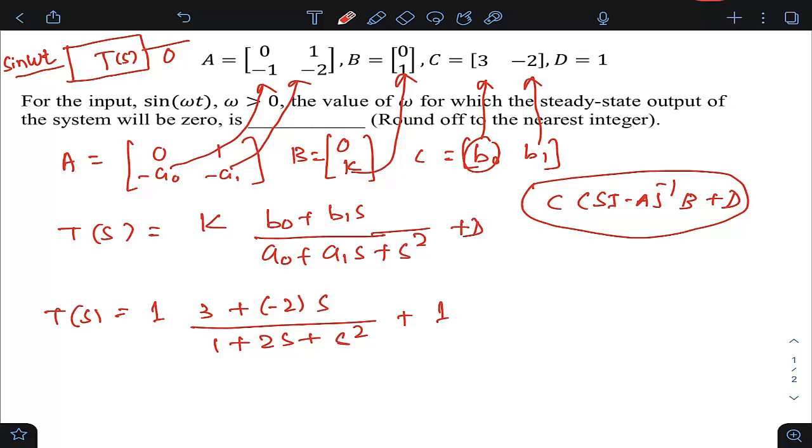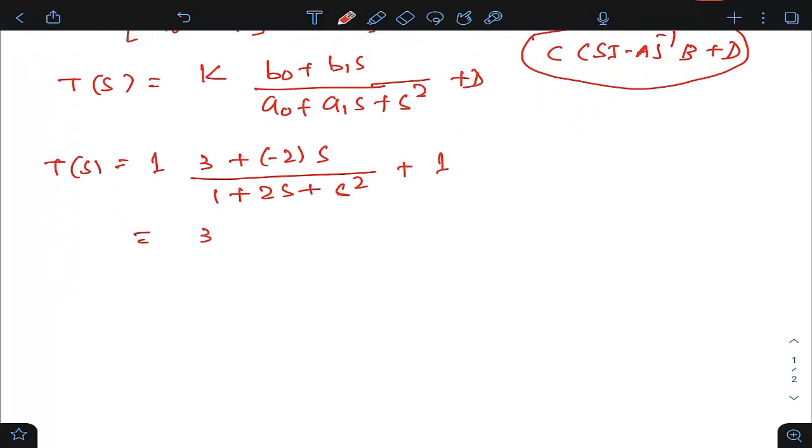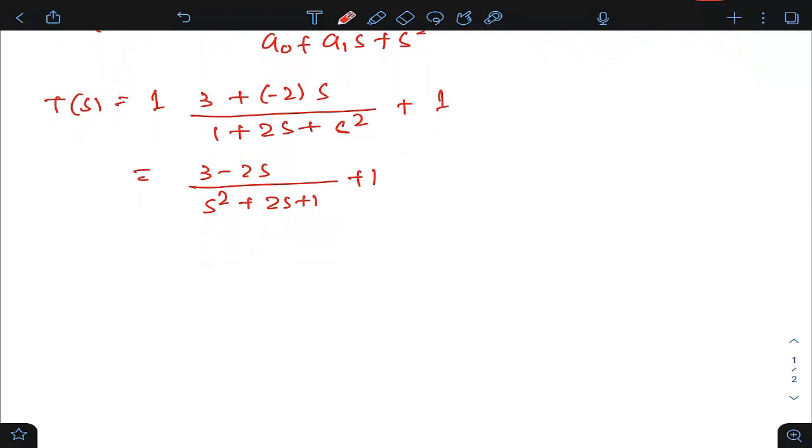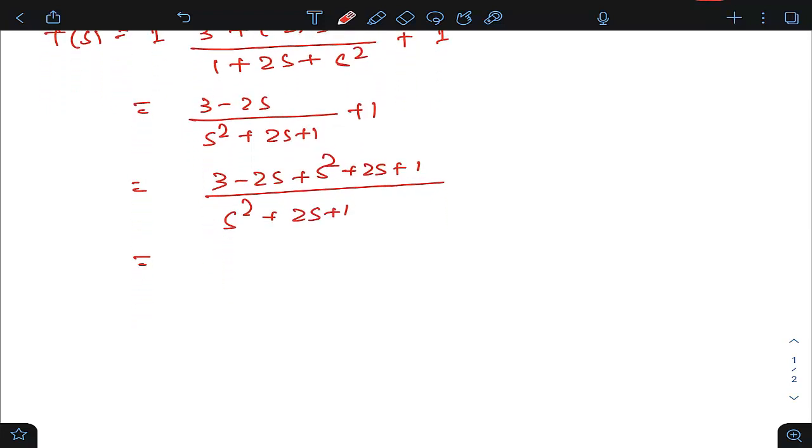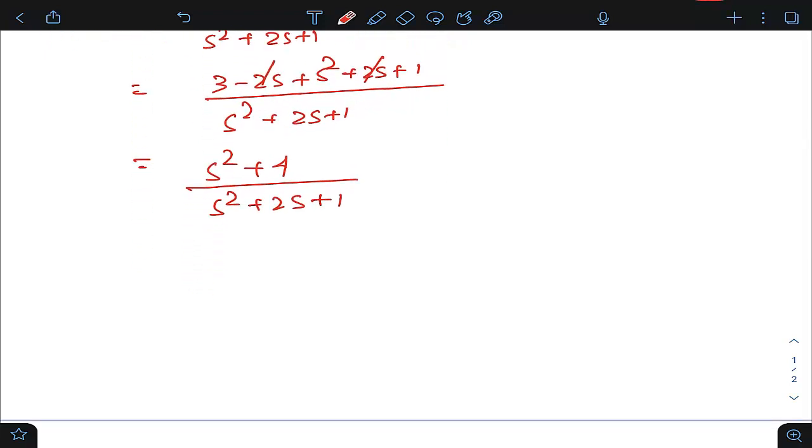So if you simplify this, this happens to be 3 minus 2S divided by S square plus 2S plus 1, plus 1. Now if you take the LCM, this is S square plus 2S plus 1. This is 3 minus 2S plus S square plus 2S plus 1. Simplifying, minus 2S plus 2S cancel out. So you get S square plus 4 divided by S square plus 2S plus 1. So this is your T of S.